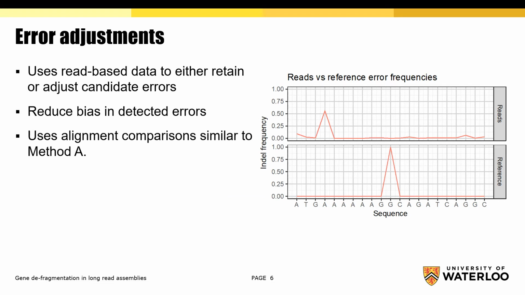So once we find all the error candidates, we then use raw read information to determine if a candidate has read support by using the same alignment comparisons as a genome-based detection method. If there's support, we then determine whether to retain or adjust a candidate error. This is intended to reduce reference bias by maintaining strain differences. For example, in this case here, raw read information indicates some evidence for an insertion error at the adenine rather than the reference suggested guanine. Once all errors are then finalized, they are then used to correct the draft assembly.